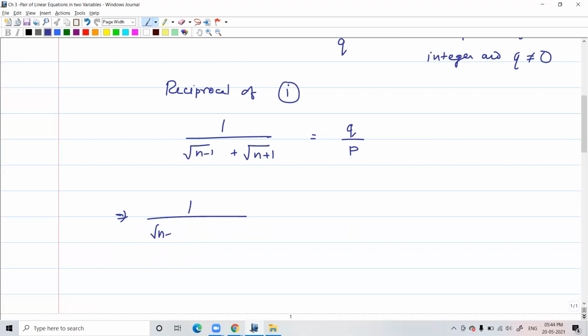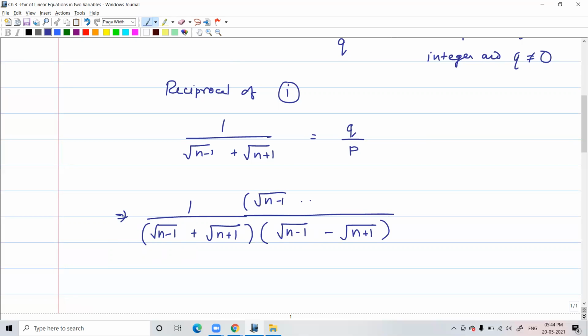There is square root of n minus 1 plus square root of n plus 1. So the conjugate of this number will be square root of n minus 1. Tell me guys, what will be the conjugate? What should I write? Minus root n plus 1. Yes, minus root n plus 1. Excellent. And the same thing we will have to multiply in the numerator also. So I will do n minus 1 minus n plus 1. And here, this is just the same q by p.